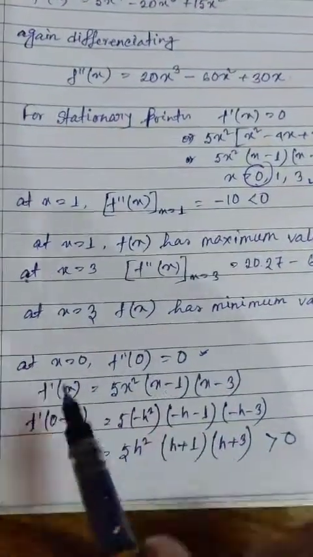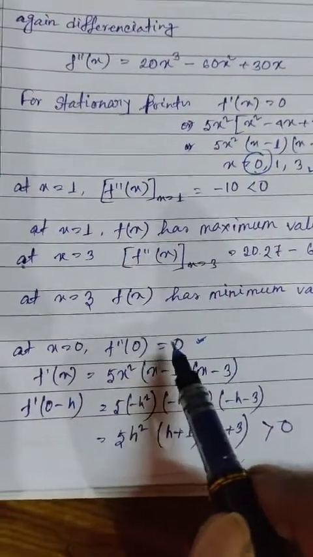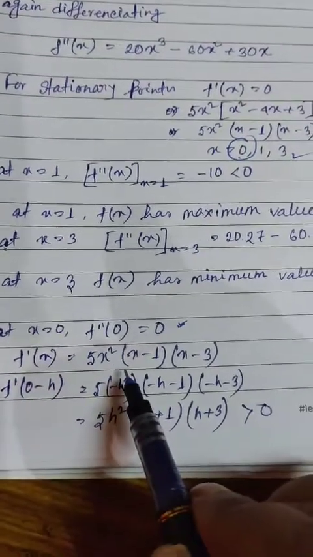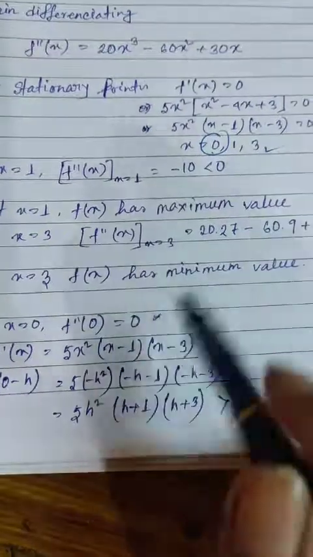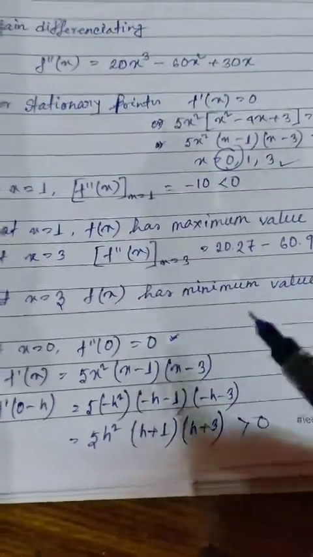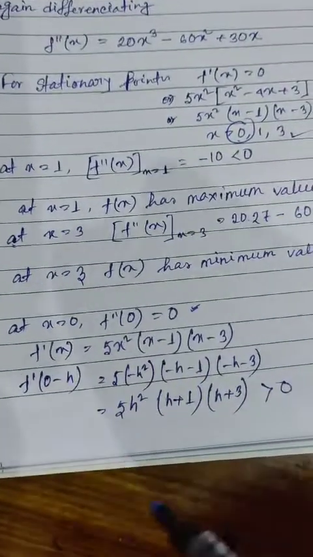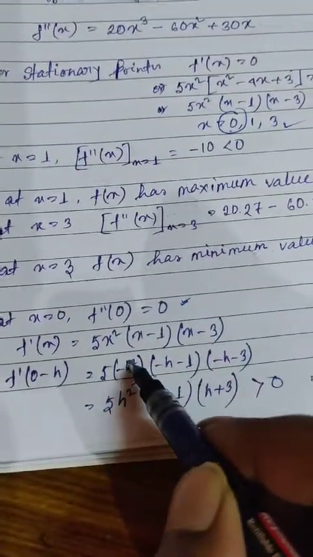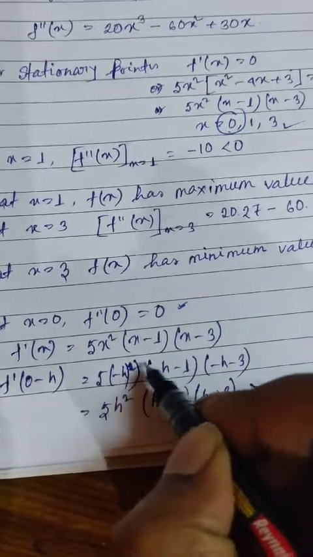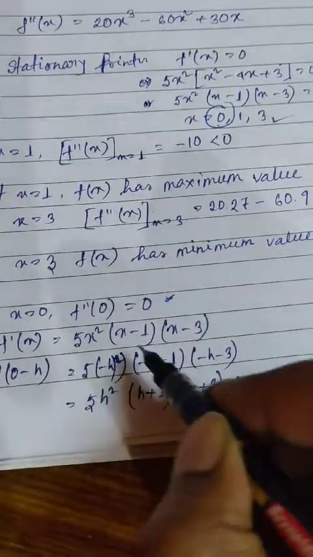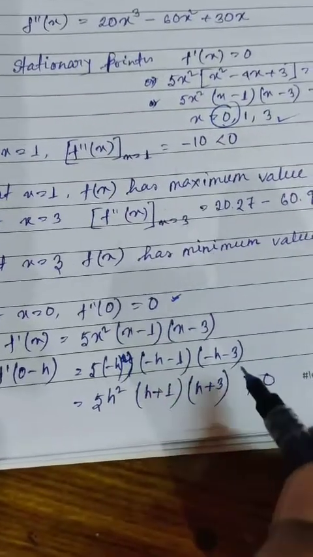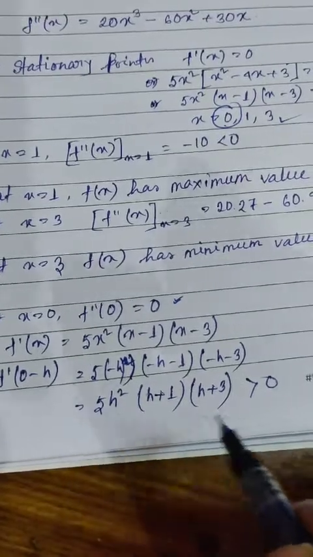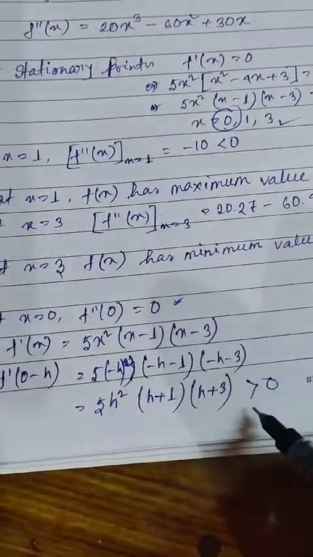See here that at x equal to 0, f''(0) is equal to 0. So here we have to take f'(x), which we already found: 5x² into (x − 1) into (x − 3). Now if we put here f'(0 − h), what we get is 5 into (−h)² into (−h − 1) into (−h − 3). And after all, it gives 5h² into (h + 1) into (h + 3), which is greater than 0.